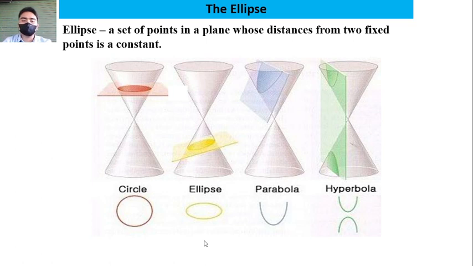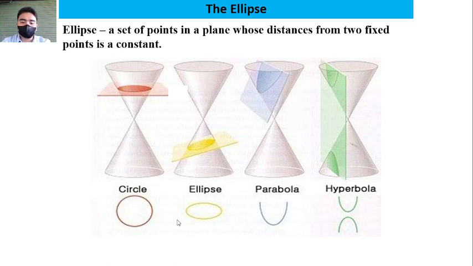From your two cones, when you have a plane intersecting the cone in a horizontal manner, it forms circles, ellipses, parabolas, and hyperbolas. So the conic section differs based on how the plane is intersected in the cones. But this time we're going to talk about an ellipse.